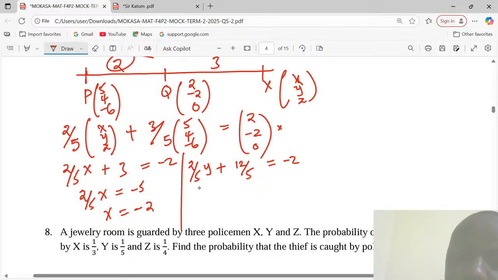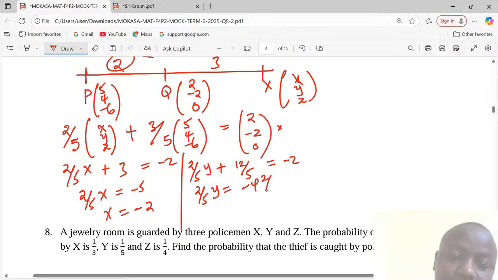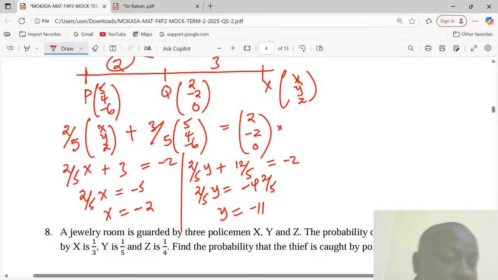So 2 out of 5y equals -2 minus 12/5. Then now we're supposed to get negative 4 and 2/5. So how can we remain with y? By multiplying by 5/2 both sides. And this gives us a negative 11.